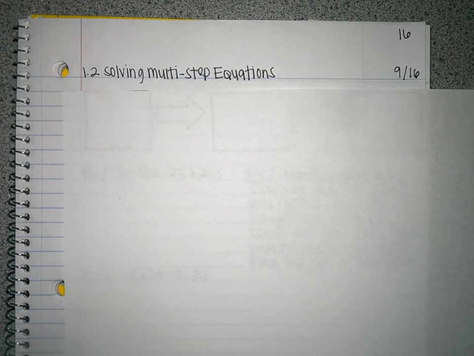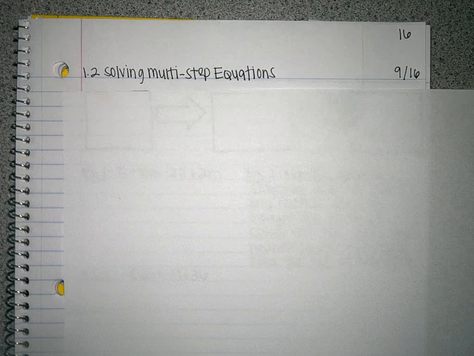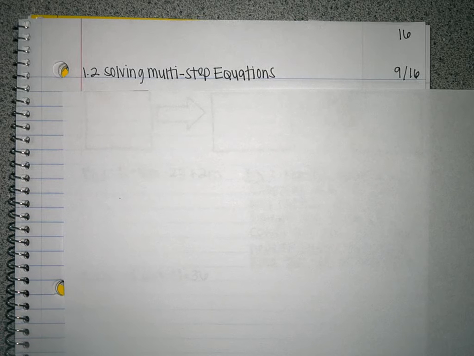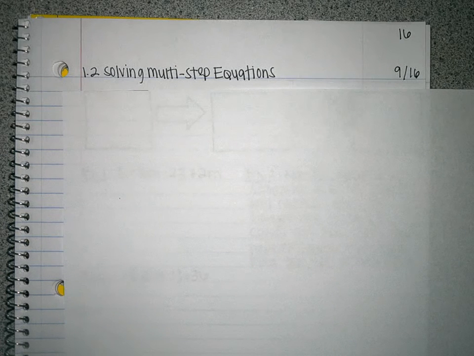Okay guys, so today we're going to be doing 1.2, solving multi-step equations. I would like you to put this on pages 15 and 16 of your notebook. That means algebra or second period, please skip pages 13 and 14, and we'll put your vocabulary page on that. Fourth period, this should be the next page in your notebook. So pages 15 and 16, 1.2, solving multi-step equations.